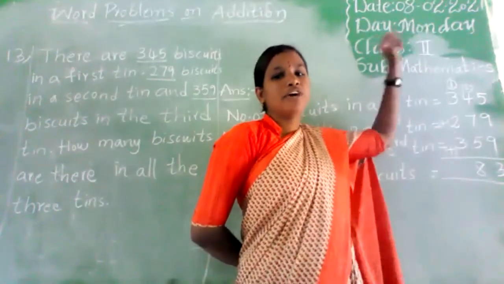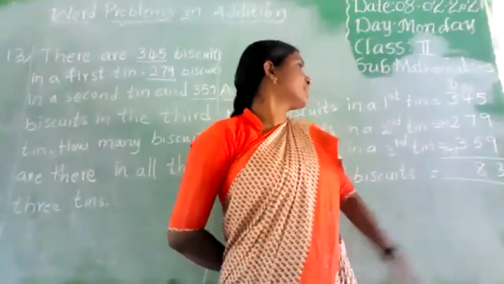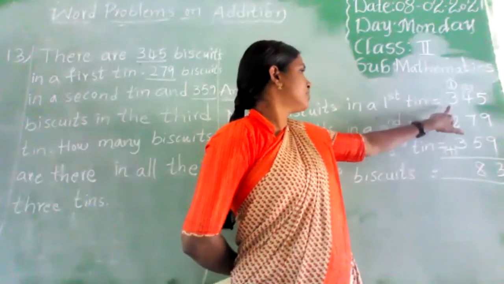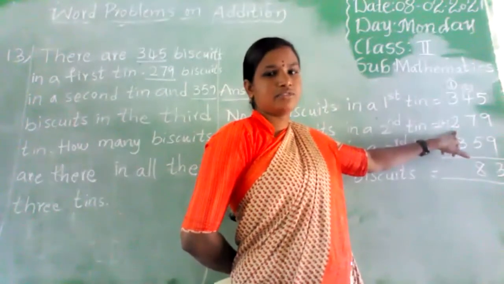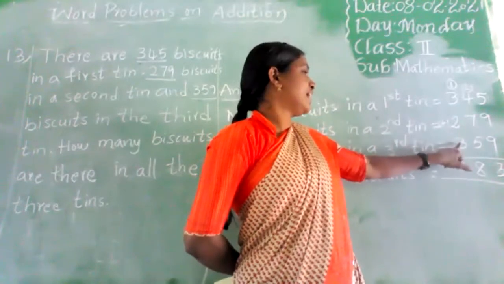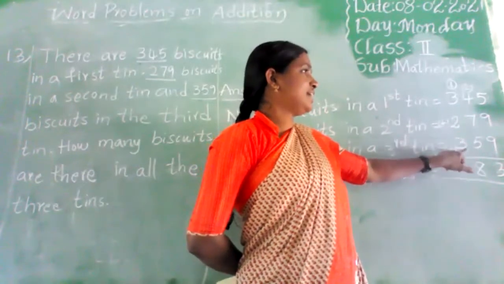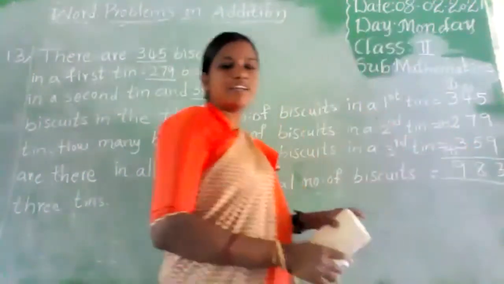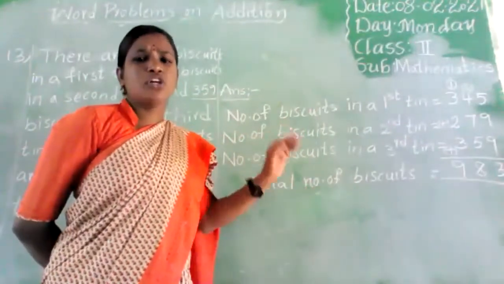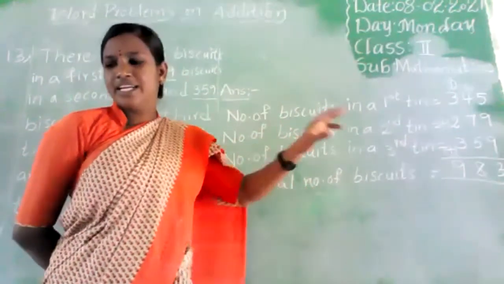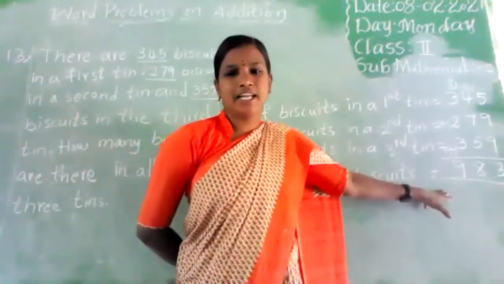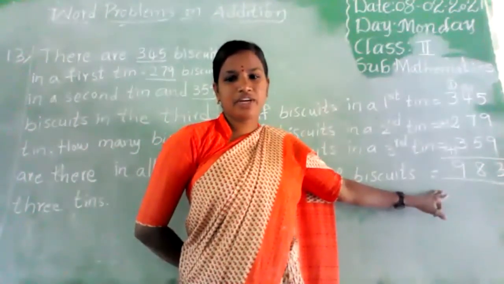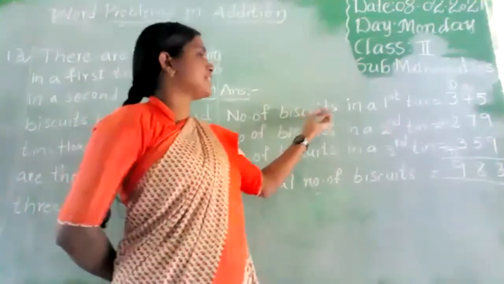Now we have to go to the hundreds place. The hundreds place numbers: 1 plus 3 is 4. 4 plus 2 is 6. 7, 8, 9. So what is the answer? 9 under the hundreds place. So total number of biscuits are 983. How many biscuits are there, children? 983.